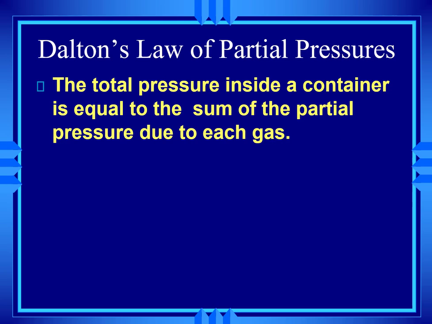So Dalton's law of partial pressure deals with the situation where you have more than one kind of gas. What Dalton figured out is that you ignore the other gases. You can treat each gas as if it's by itself. And then if you want the total pressure, just add up the pressures of all the individual gases.